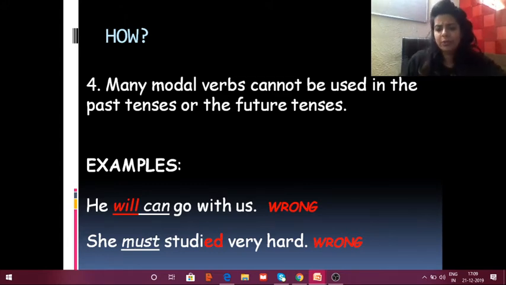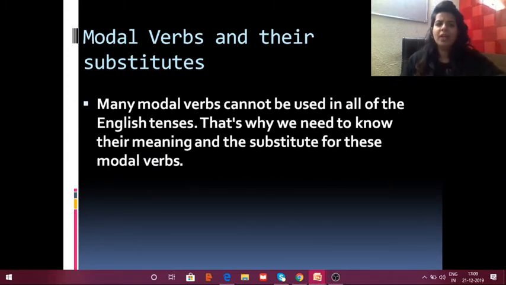Now before we use modal verbs, we must understand they have some substitutes, since every modal verb cannot be used with every tense. So let's understand their substitutes and their respective meanings.